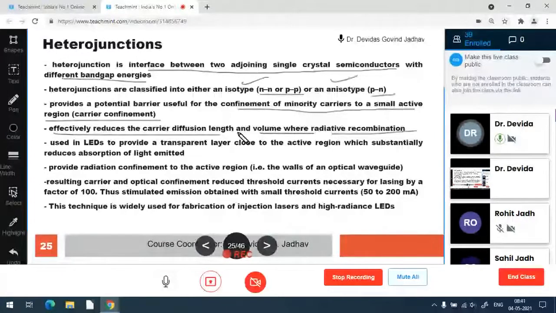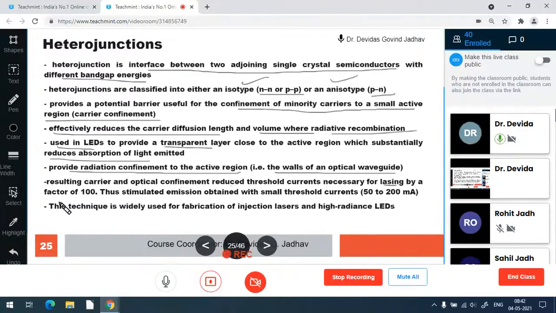So due to the confinement, it reduces the diffusion length and diffusion volume with radiative recombination. It is used in LED also to provide the transparent layer close to the active region, which substantially reduces the absorption of the light emitted. So high radiance LED also uses the heterojunction, but lasers compulsorily use heterojunctions. It provides the radiation confinement to the active region, that is the wall of the optical waveguide.